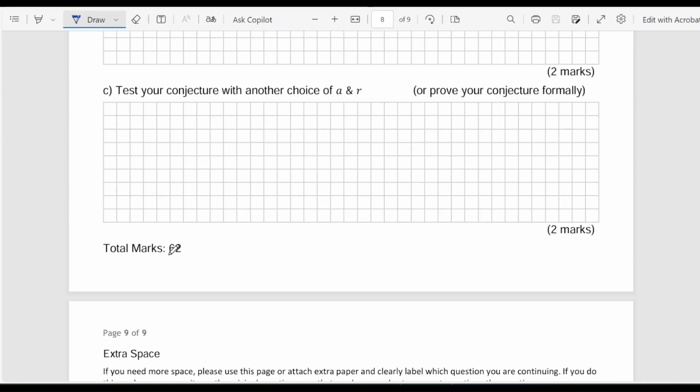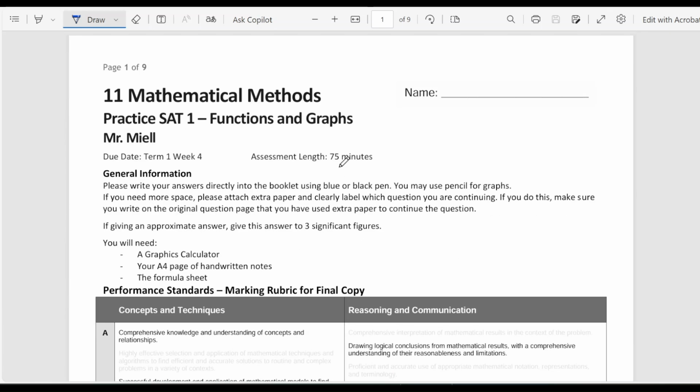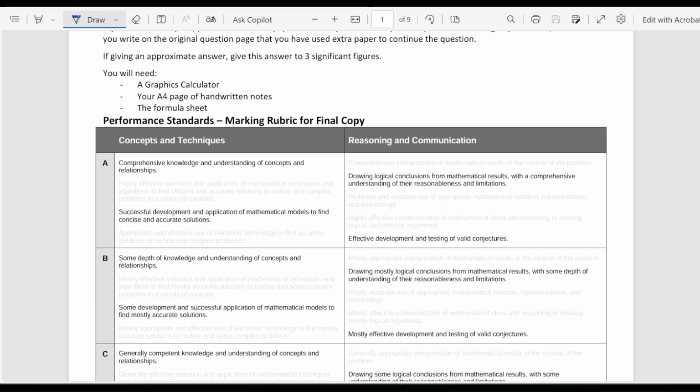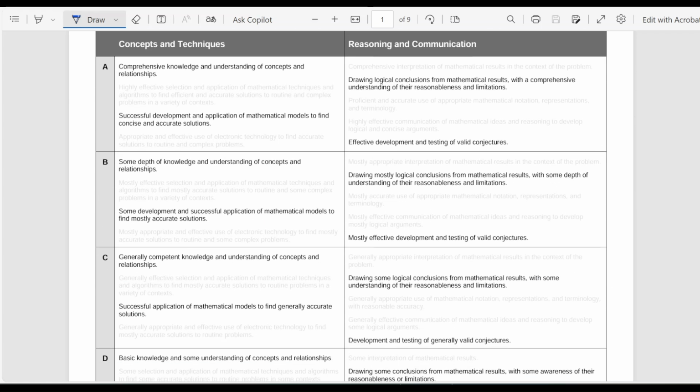Now, do note that the final marks are 62 and the test itself is 75 minutes. In general, you should aim for 70 seconds per mark. Or roughly a mark a minute.